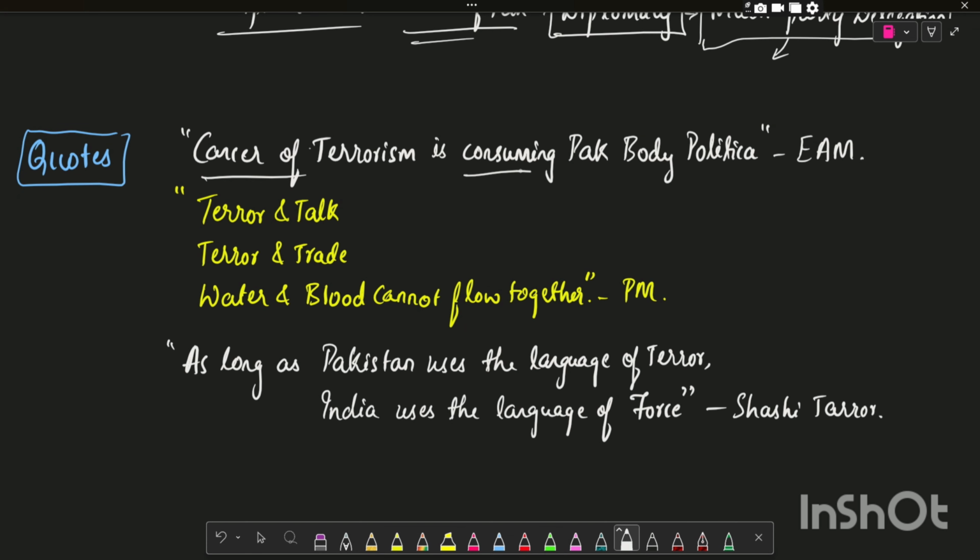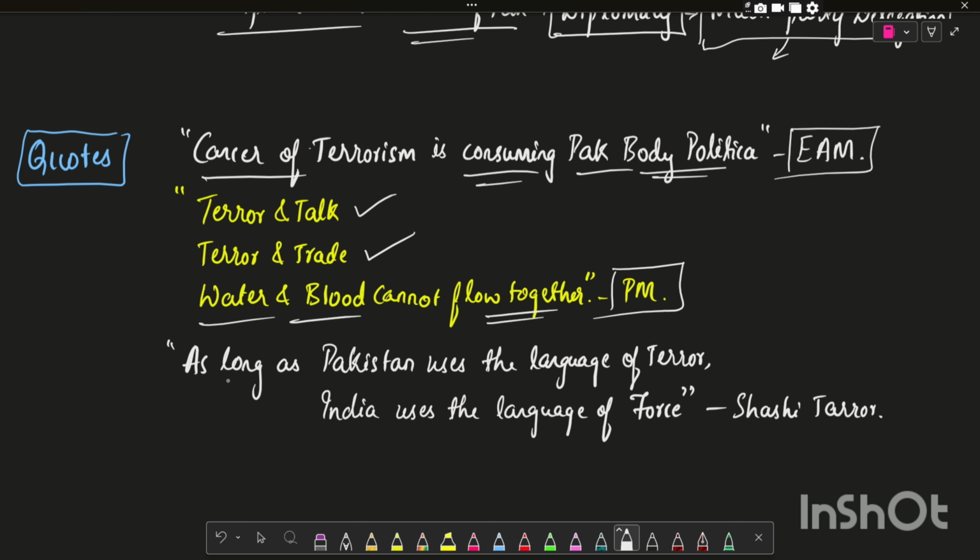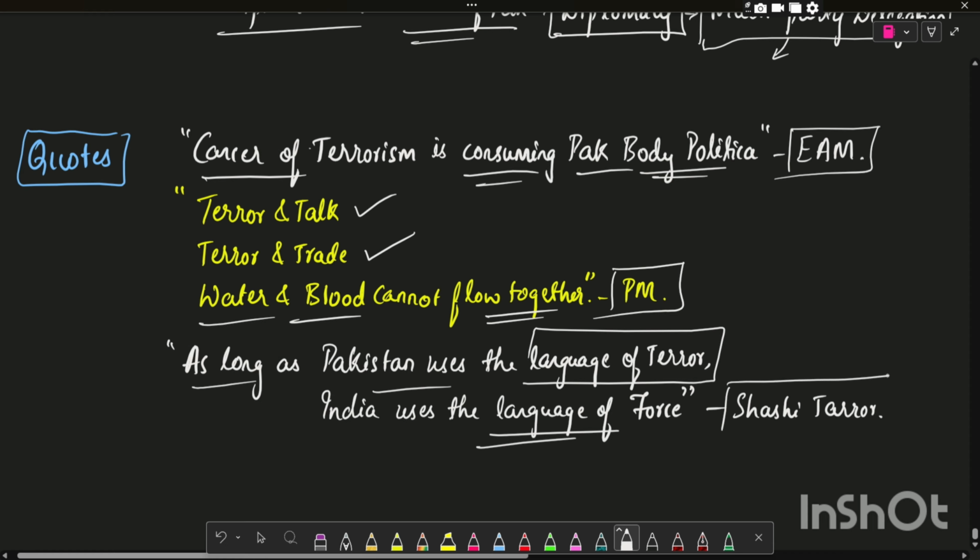The cancer of terrorism is consuming Pakistan's body politic, which was said by External Affairs Minister S. Jaishankar. Terror and talk, terror and trade, water and blood cannot flow together, which was said by the Honorable Prime Minister. As long as Pakistan uses the language of terror, India uses the language of force, which was said by Shashi Tharoor.